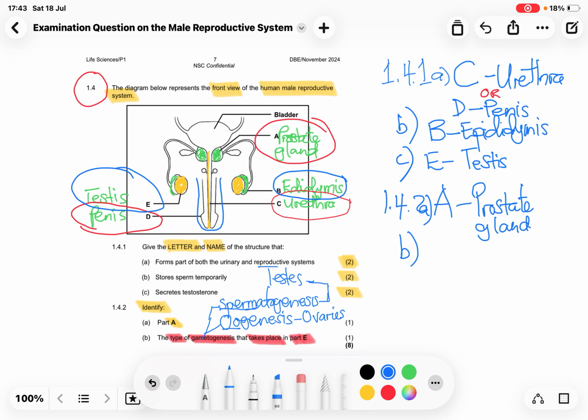Now, let's answer our question. Identify the type of gametogenesis that takes place in part E. So it's about part E. So we go back. It's about this part, which is our testes. And we have identified it here when we did our little analysis of that question. So the answer is spermatogenesis.